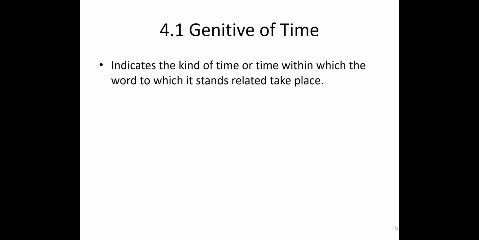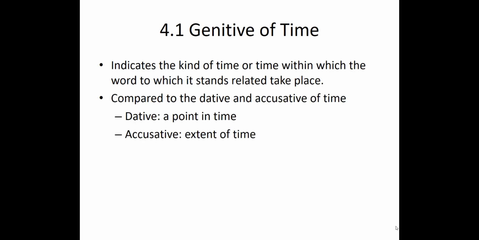Why are we going to discuss this one? Well, because you can express time in Greek in three cases. You can do genitive, or you can do dative, or you can do accusative. So I do want to make a comment about when genitive is used. The genitive is used to express the kind of time, or time within which something takes place. The dative, on the other hand, will be a point in time, 11:32.